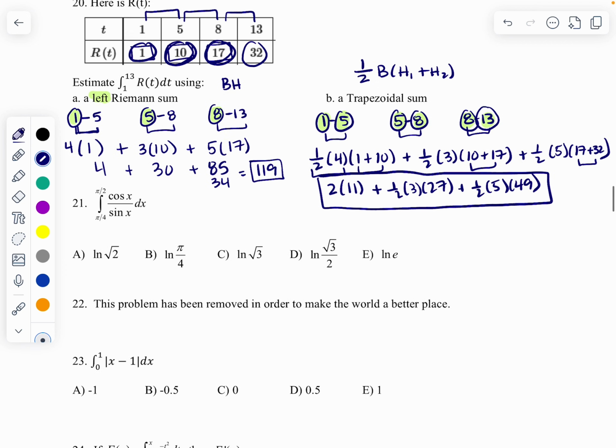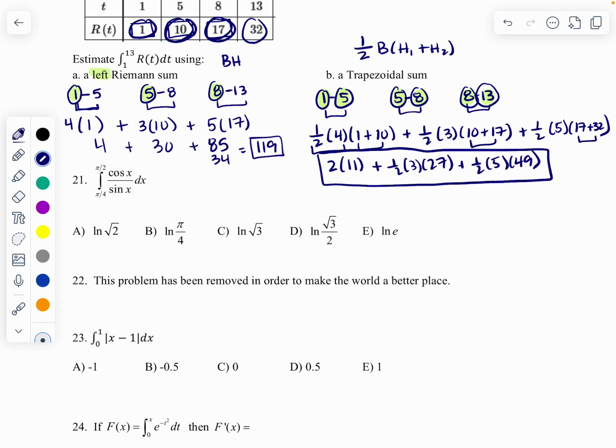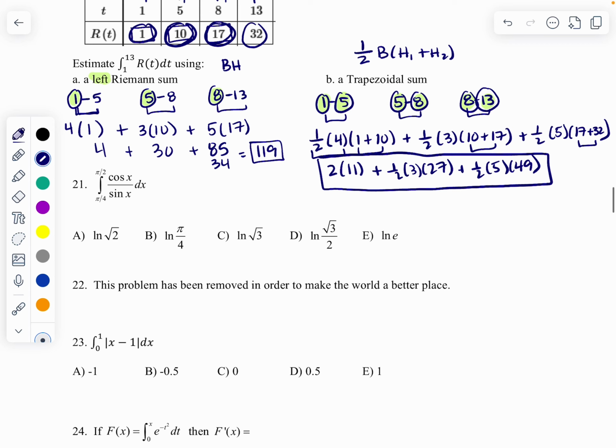All right, let's look at number 21. So this is definitely a U sub question because I don't know how to integrate it any other way. So what should I make my U? If you don't know whether to make it a sine or a cosine, always make it the one on the bottom and see what happens, okay? So let's make your U equal to sine of x. That means your du is going to equal the cosine of x dx.